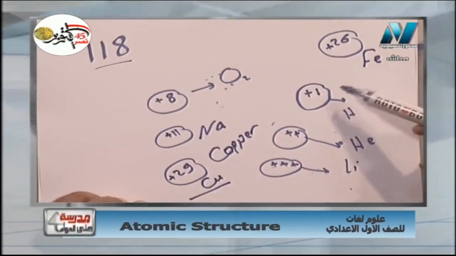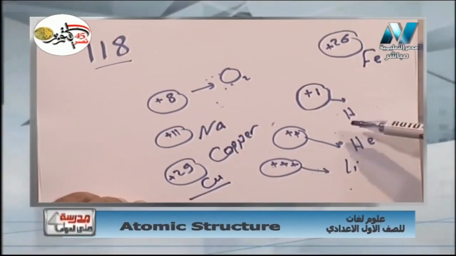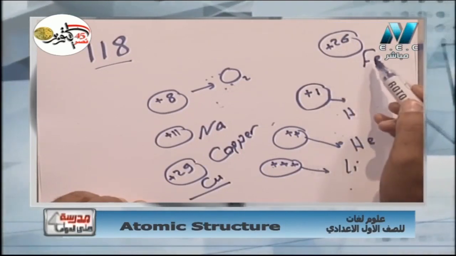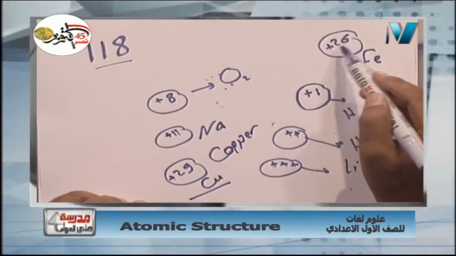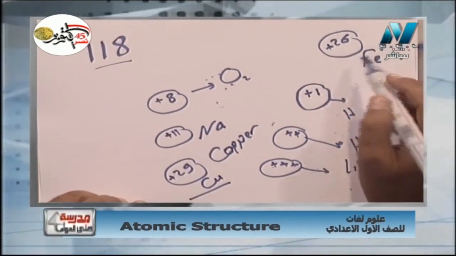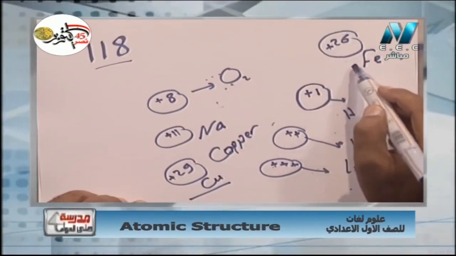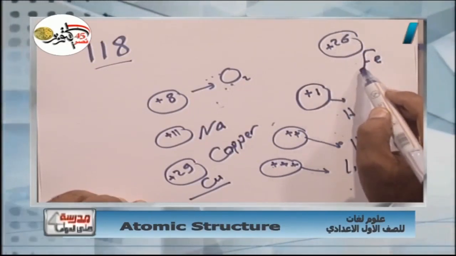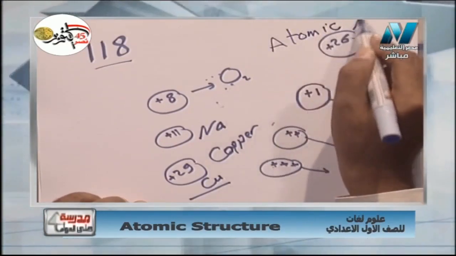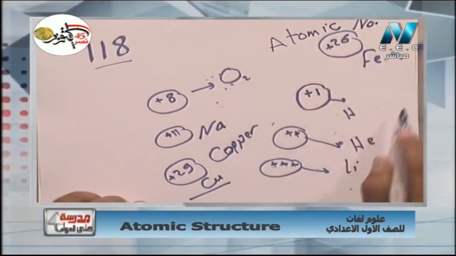So, the difference is just concentrated in the number of protons. So, how can I know that this atom is an atom of iron? If the number of protons inside its nucleus is 26. So 26 is the number that makes me sure that this atom is an atom of iron. So it is called the atomic number. What's meant by atomic number? It is the number of protons inside the nucleus.